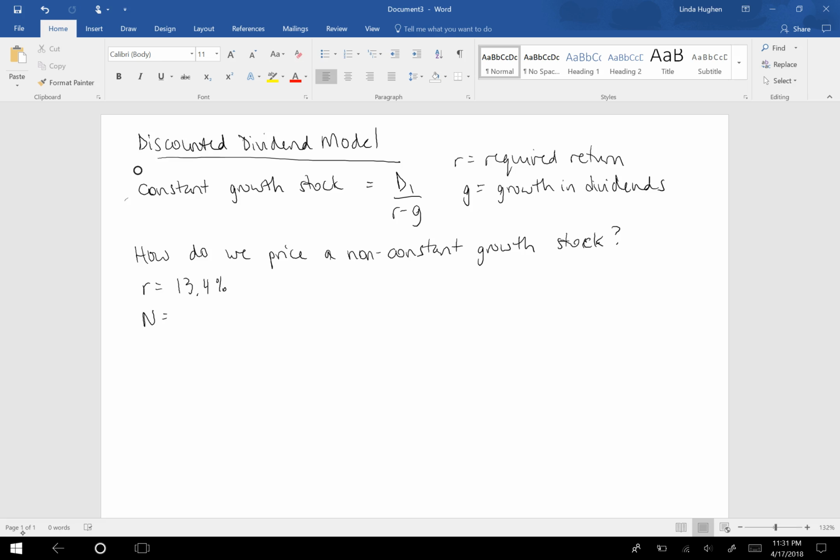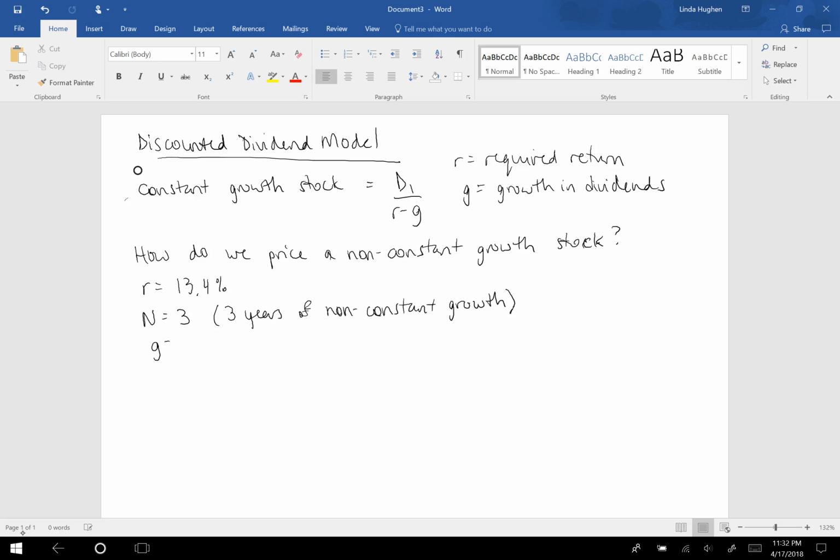N, which signifies the years of non-constant growth, equals 3. So we would say this is 3 years of non-constant growth, or supernormal growth. We typically assume that in the beginning, once the company does start paying dividends, there are going to be very, very high rates of dividends, and eventually competition will take over, and we're going to hit some constant growth as we continue with our operations.